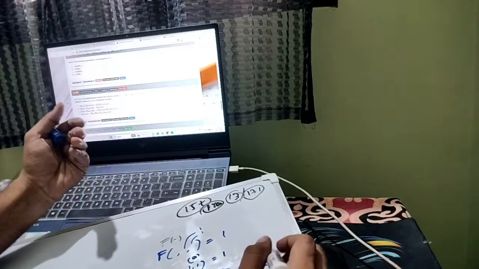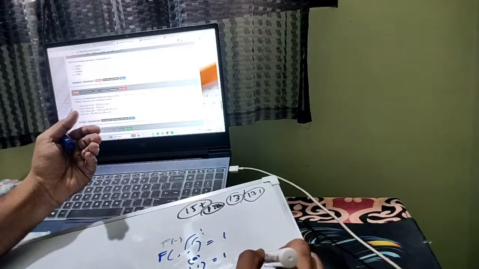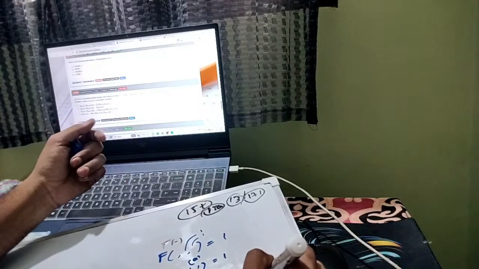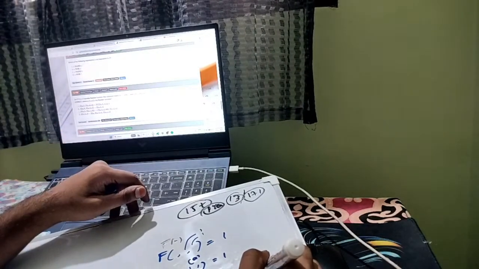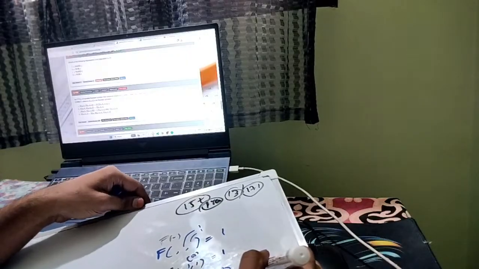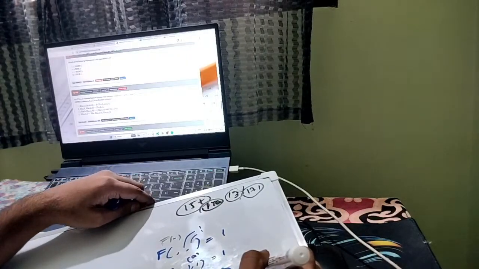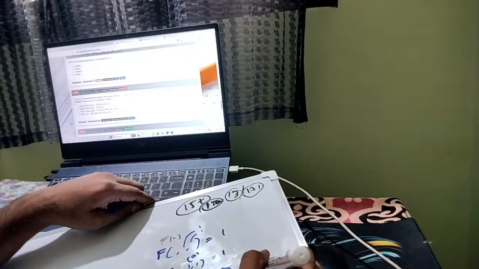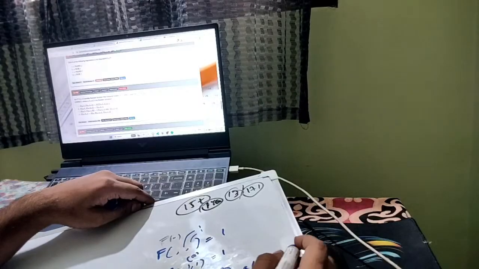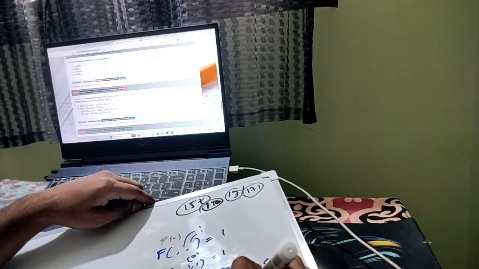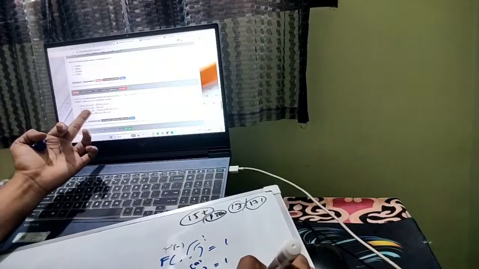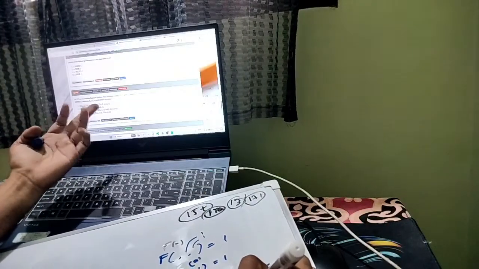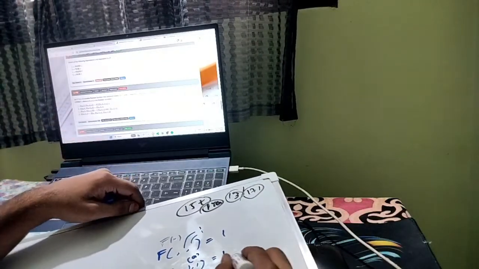If possible, we can say C equals 1. And what next? We can say anything, 1 or B. If we take any 1 here inside X, it will become 1. Anything will become okay. Option B is correct.